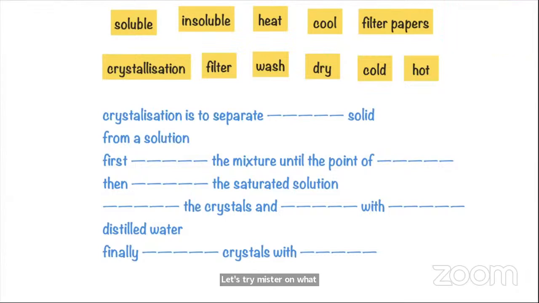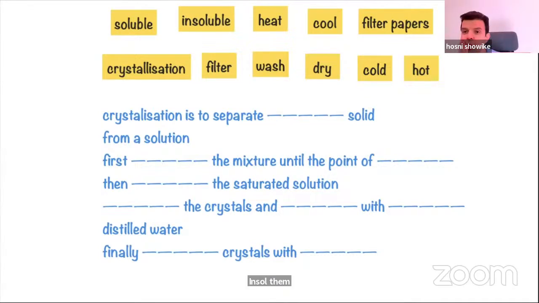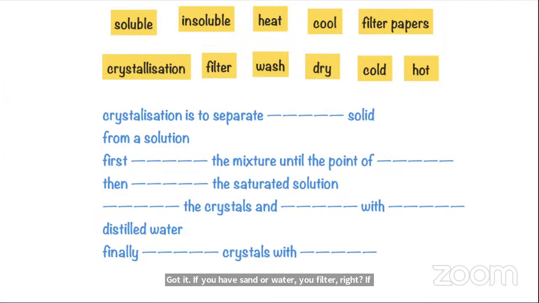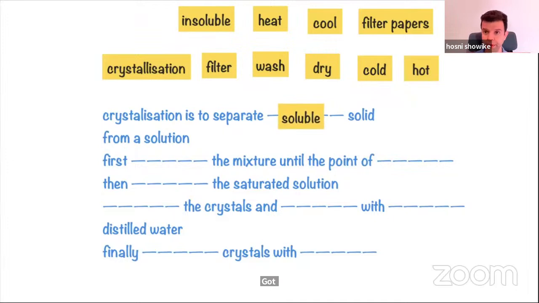Insoluble. Very good. No, it's soluble, right? If it's insoluble, I would just do filtration, right? Got it? If you have sand and water, you filter, right? If you have salt and water, you do crystallization. Yes. Got it? So it has to be soluble, right?